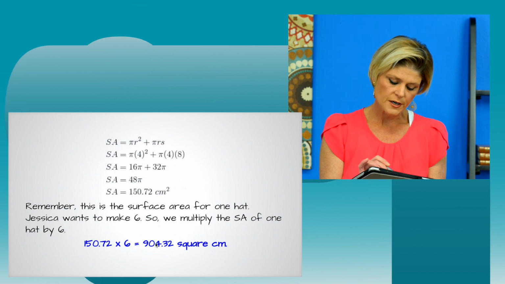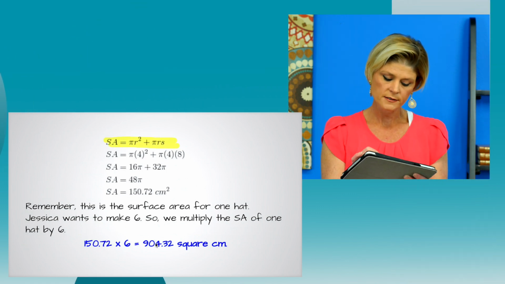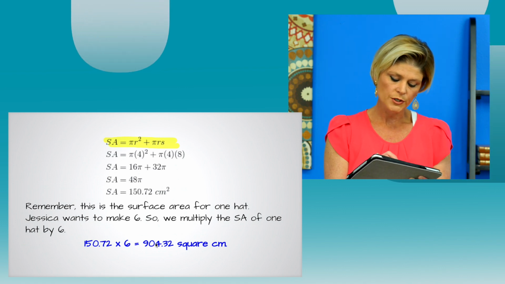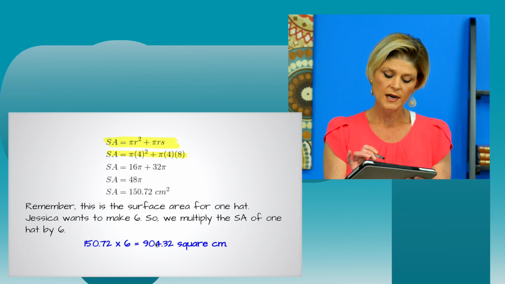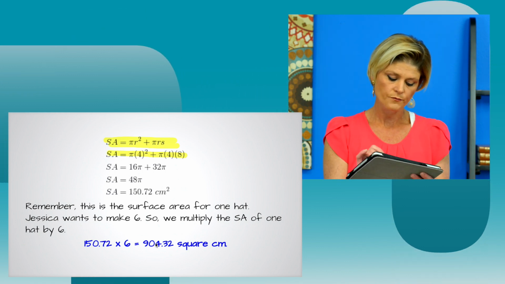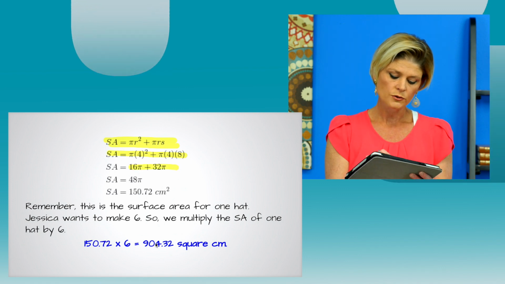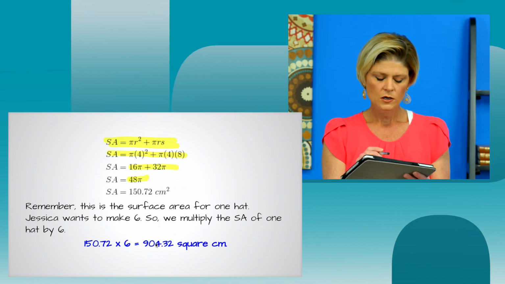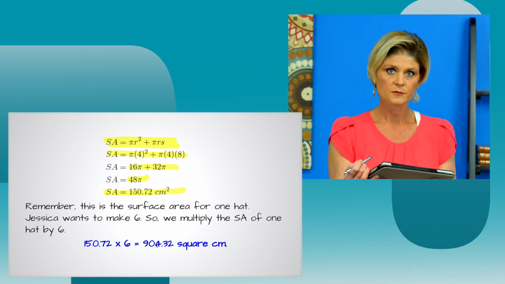Okay, surface area equals pi r squared plus pi rs. We plug in our numbers, which gives us pi times 4 squared plus pi times 4 times 8, which gives us 16 pi plus 32 pi, which gives us 48 pi. And so the surface area is 150.72 centimeters squared.